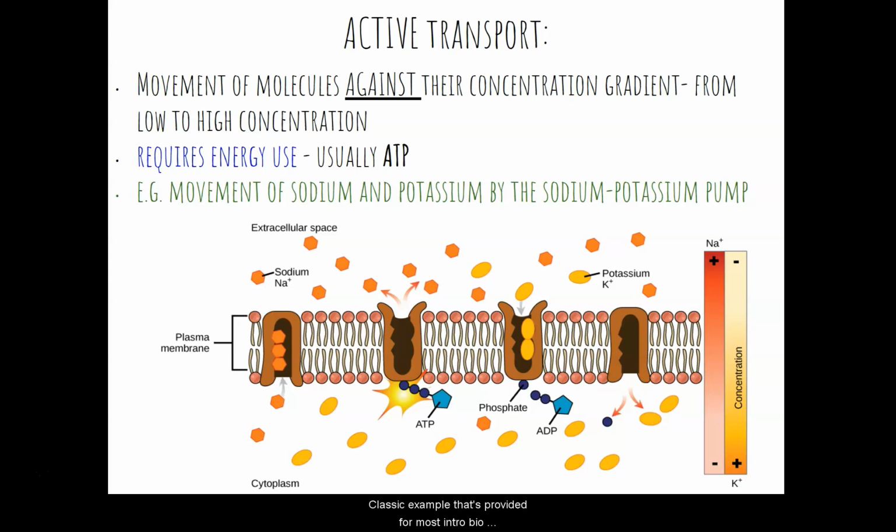The classic example that's provided for most intro bio students is the sodium-potassium pump. This is a protein that uses ATP and it deliberately pumps sodium molecules out of the cell and it pumps potassium molecules into the cell because the potassium molecules are the desired ones. So for every 3 sodium that are pumped out, you can pump in 2 potassium, and it takes some energy to do that.